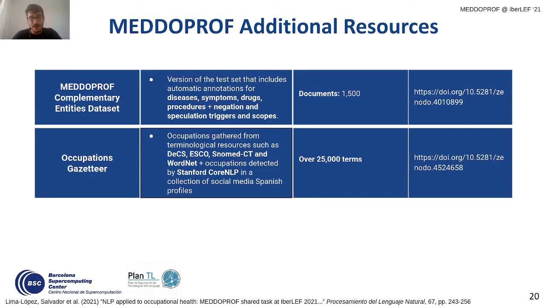We also generated an occupations gazetteer by gathering terms from terminological resources such as DEX, ESCO, SNOMED CT, and WordNet, and some occupations that are detected by the Stanford CoreNLP. You can also download it for free here.